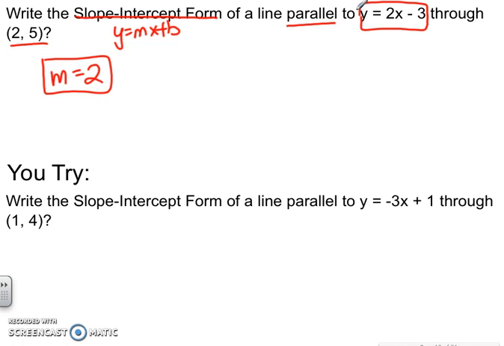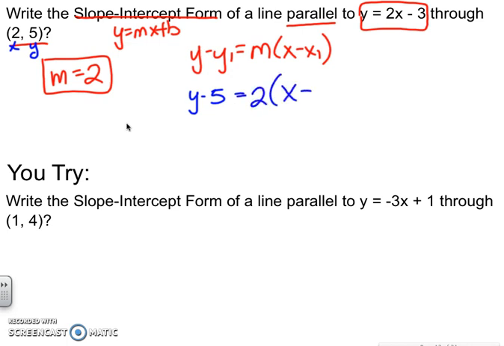Nextly, so I know a slope, and I have a point. So guess what? I need to use point-slope form first, which is y minus y1 equals m times x minus x1. So if I plug in my slope and I plug in my point, that'll give me half of my equation, okay? So I'm going to start off with y minus 5, because that's my y point, equals my slope, which was 2, times x minus my x point, which is a 2. Okay, so we're almost done.